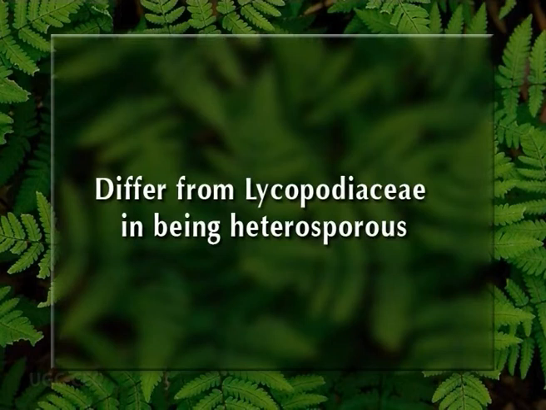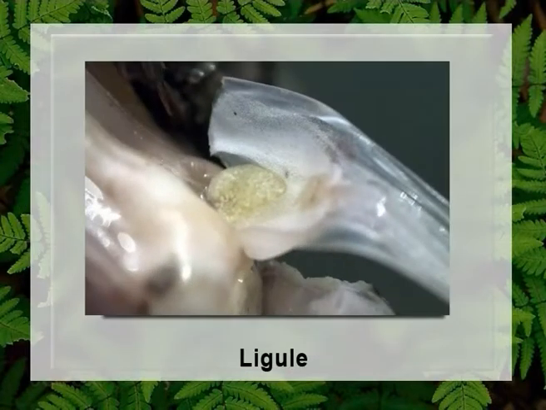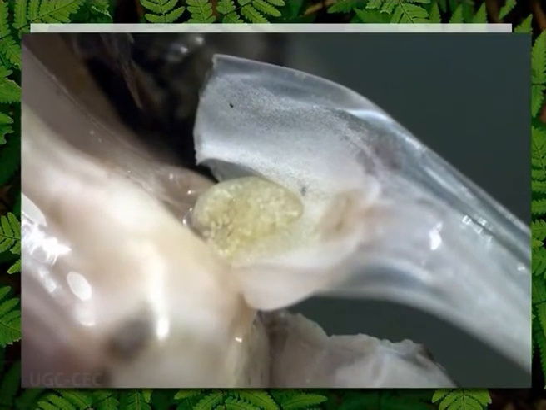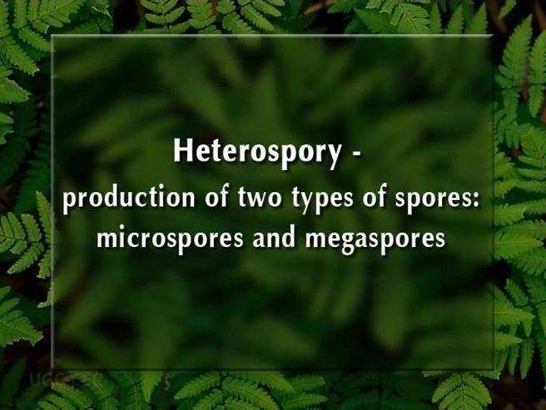The 2 other families in the Lycophytes are Selaginellaceae and Isoetaceae. These 2 families differ from Lycopodiaceae in being heterosporous. These also differ in having a characteristic flap of tissue called a ligule, which is located on the upper surface of leaves near the leaf base. Heterospory, as seen in these 2 families, refers to the production of 2 types of spores, microspores and megaspores.